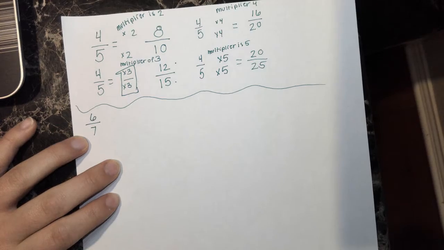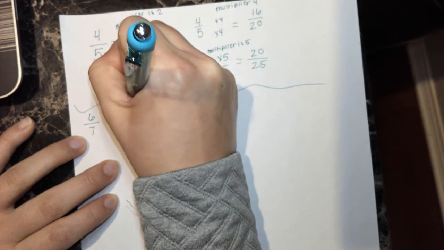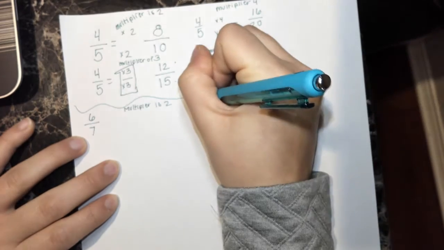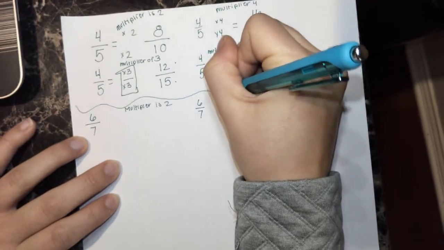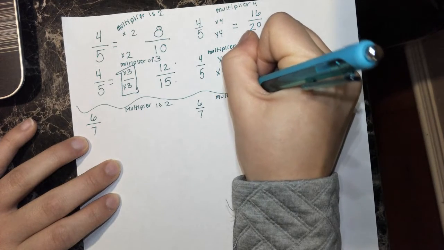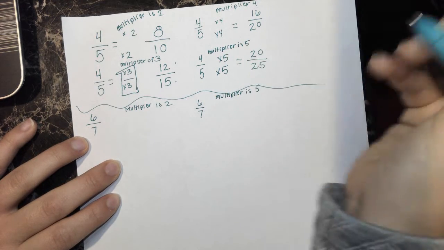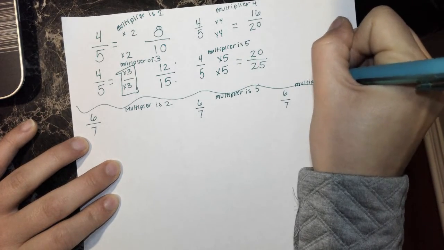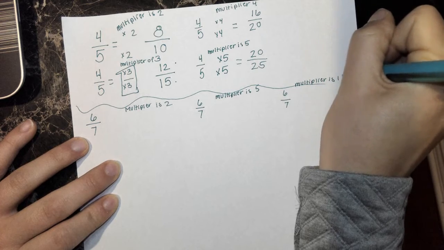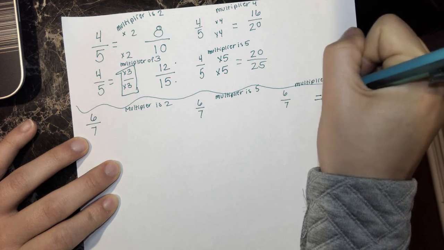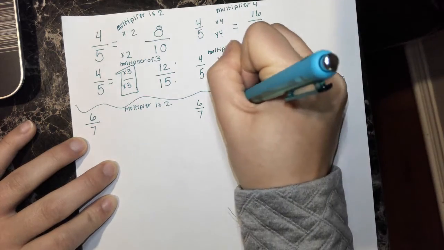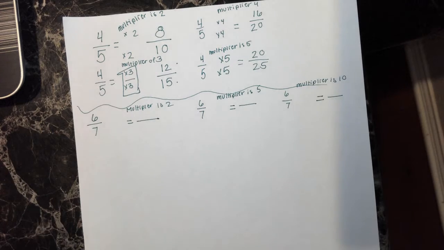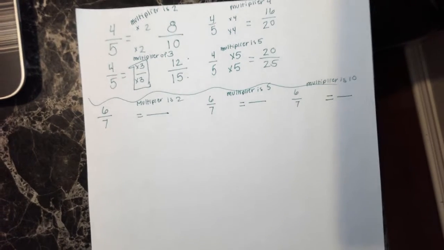6/7 is my fraction. I want you to give me, if my multiplier is 2, give me an equivalent if my multiplier is 5, and I want you to find an equivalent if my multiplier is 10. So what are my equivalents? Go ahead and pause this video and actually solve for it. Make sure you're pausing and actually solving for it. Otherwise, you're not going to learn from it.